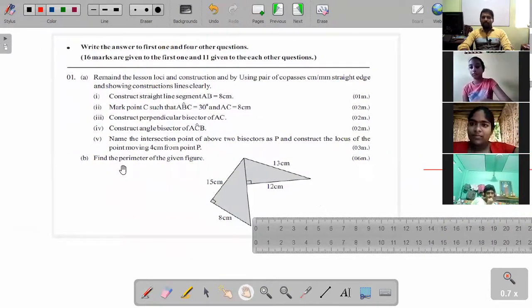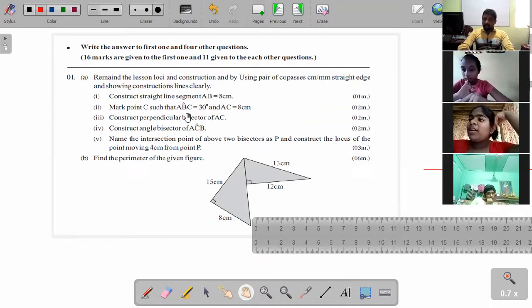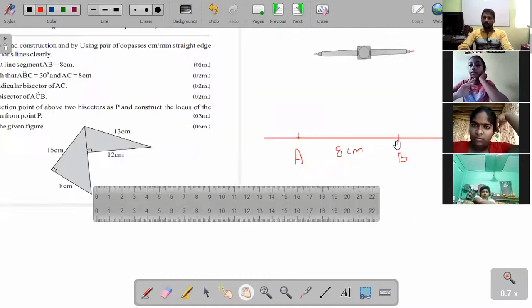Then the second part: mark point C such that angle ABC equals 30 degrees. What is the vertex of this angle? B. So you have to construct 30 degrees where? At B. Some students, I think, construct at A. It is incorrect. You have to construct at B.